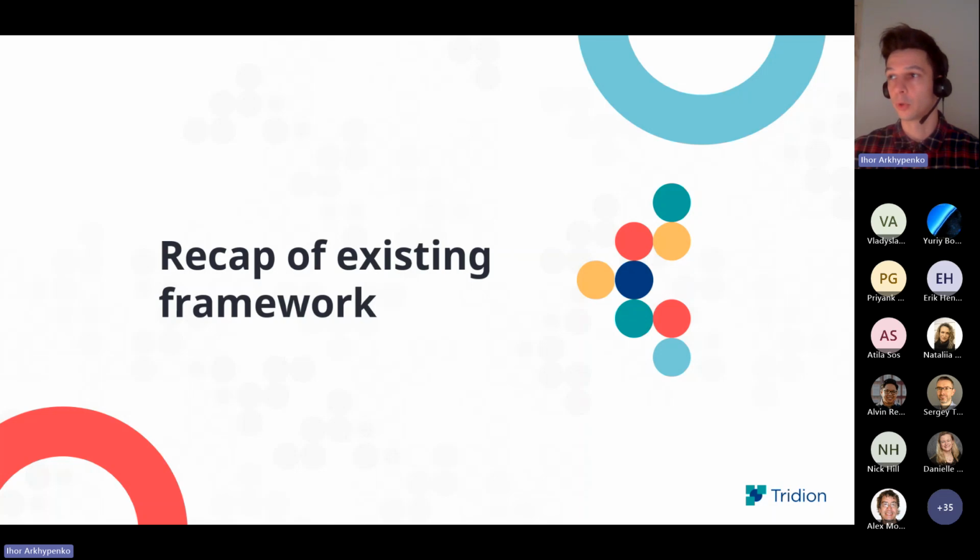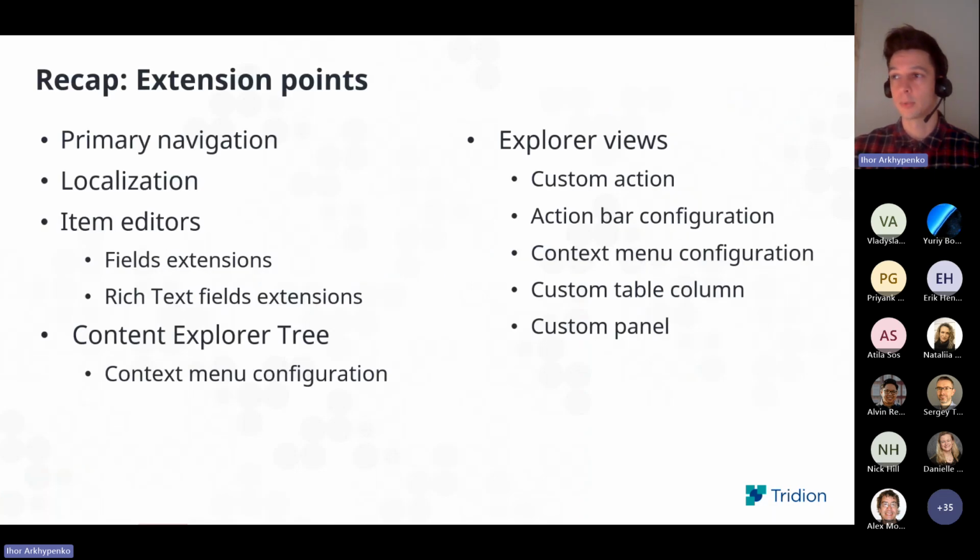Our extension framework consists of three major parts. The first one is extension points. These are hooks or targets for integrating new features to the extensions, and they are available among the app as, for example, Content Explorer, Activities Explorer, Publishing Queue Explorer, and here you can see some of the extension points available in those areas.